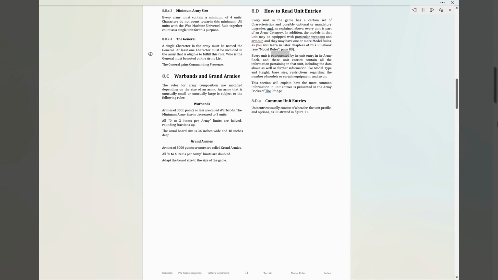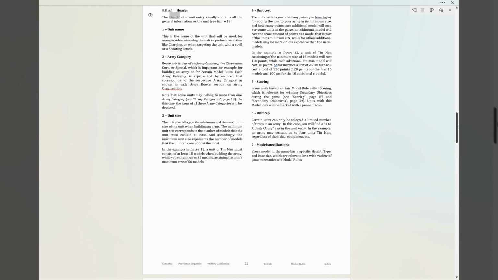Every unit is represented by its unit entry in its army book, and these unit entries contain all the information pertaining to that unit, including the data above as well as further information like model type and height, base size, restrictions regarding the number of models or certain equipment, and so on. This section will explain how the most common information in unit entries is presented in the army books of The Ninth Age. Common unit entries. Unit entries usually consist of a header, the unit profile, and options, as illustrated in Figure 11.